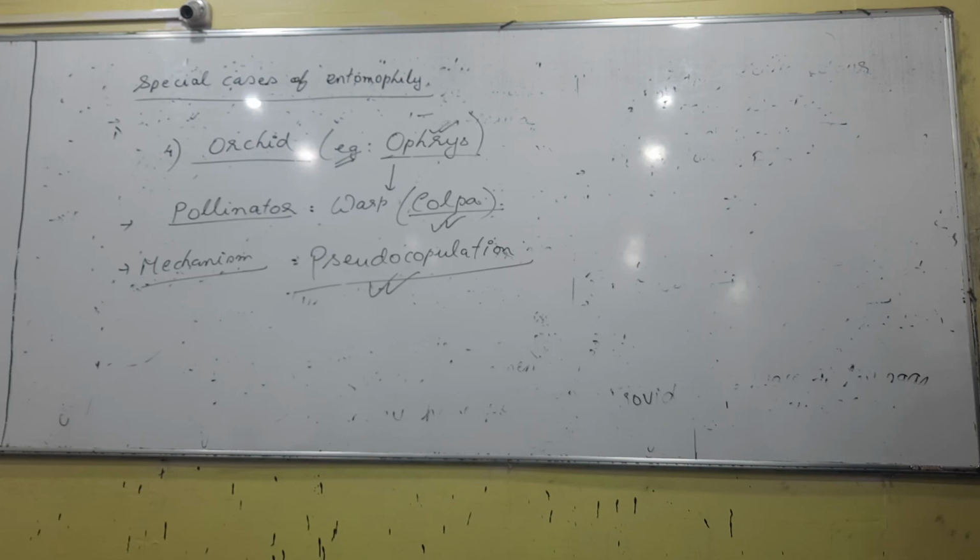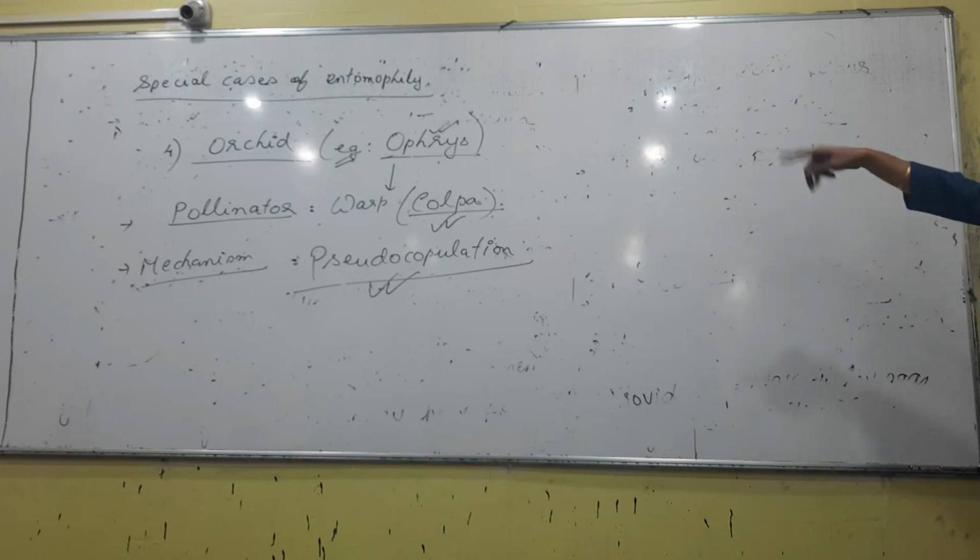It's entomophily for insect, anemophily for air, right? Next, the most common type we have understood, with certain examples, right?